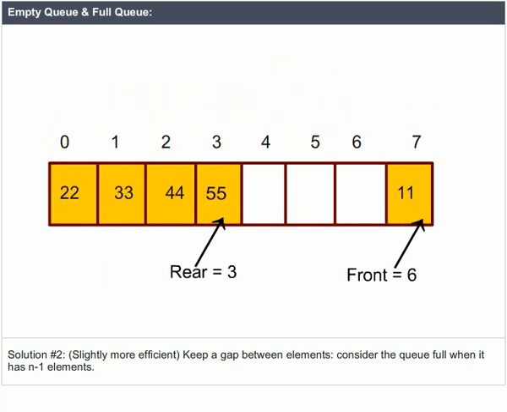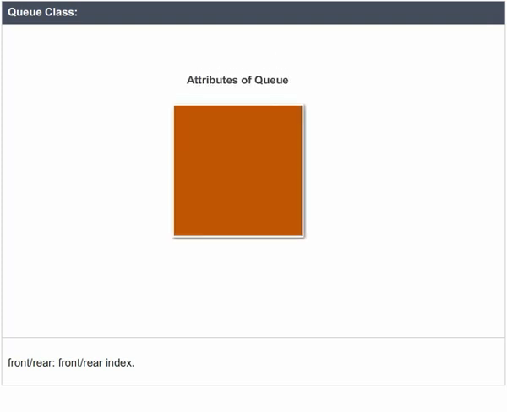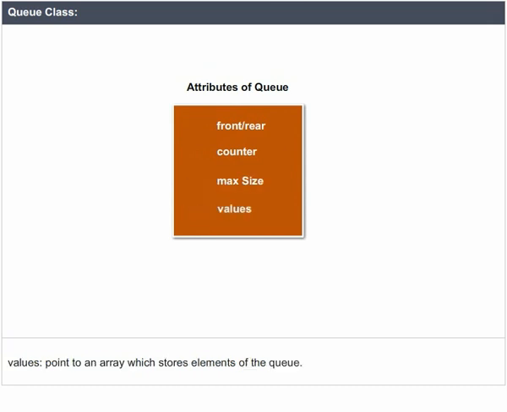Queue class. Attributes of queue: front and rear index. Counter: number of elements in the queue. Max size: capacity of the queue. Values: points to an array which stores the elements of the queue.